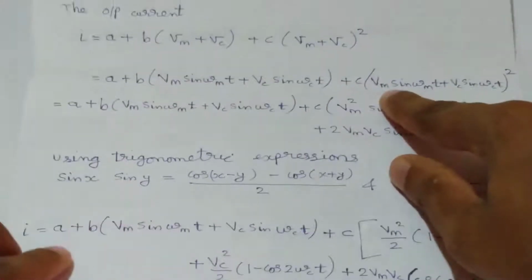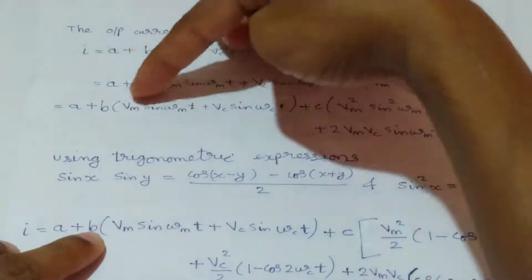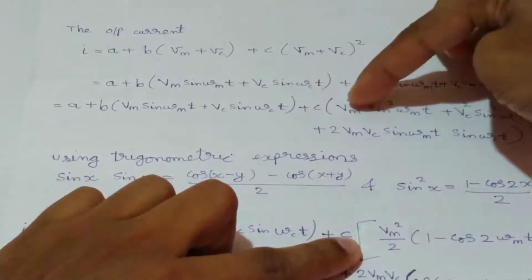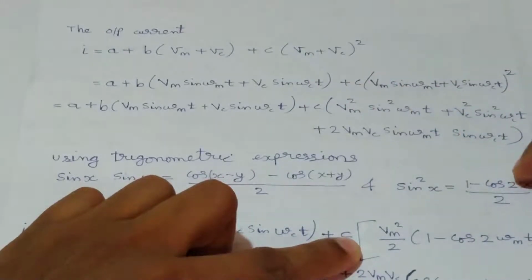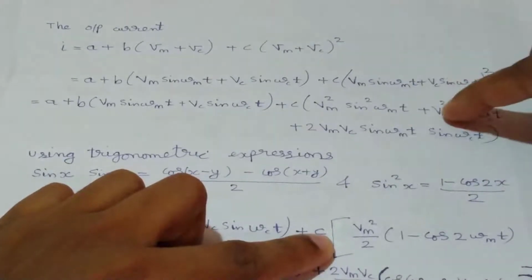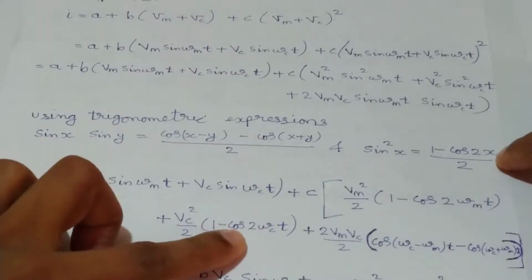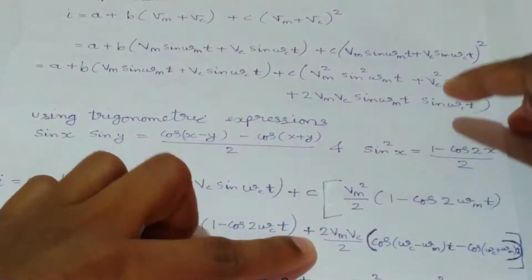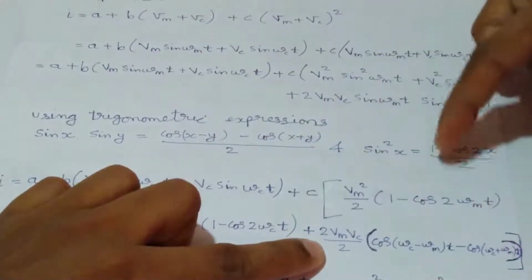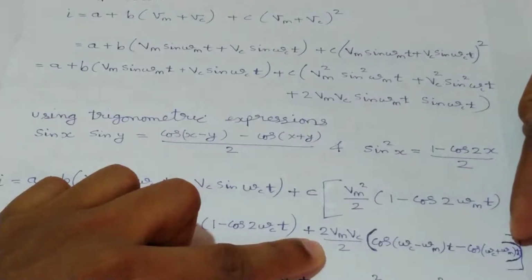So this equation will be I = A + B(Vm sin ωmt + Vc sin ωct) + C[Vm²/2 (1 − cos 2ωmt) + Vc²/2 (1 − cos 2ωct) + 2VmVc/2 (cos(ωc − ωm)t − cos(ωc + ωm)t)].